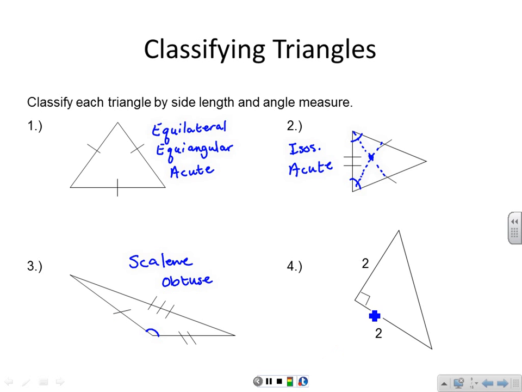Now, this box here, again, this is from geometry, this box means that you have a right angle, so we know that it's going to be a right triangle, and these two sides are congruent. They're both length of 2 units. So what we have here is an isosceles right triangle.